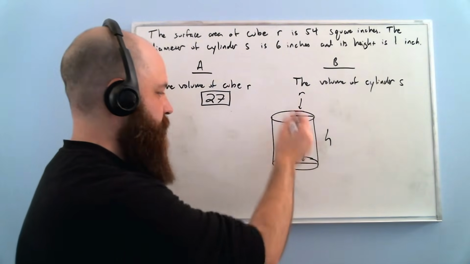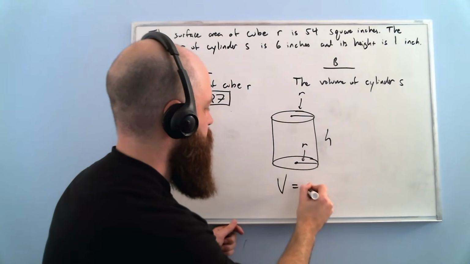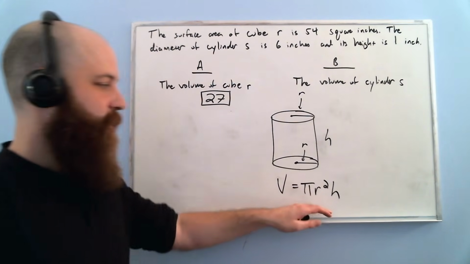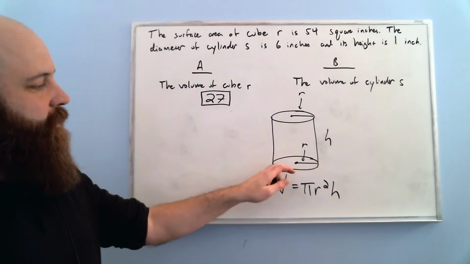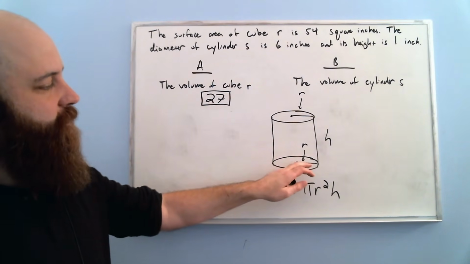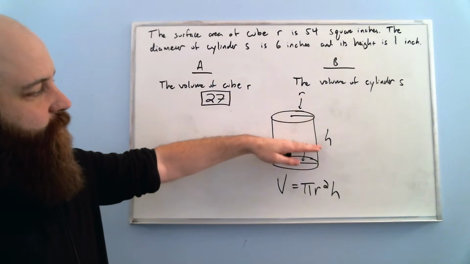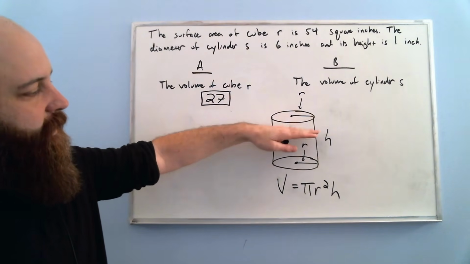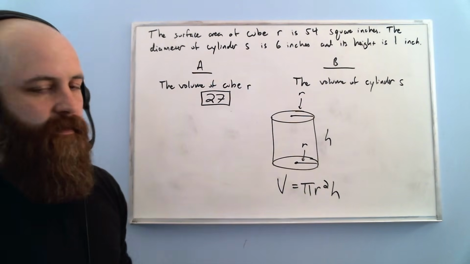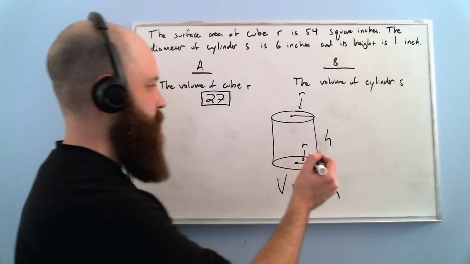Okay, so how do I get the volume? Well, the formula is pi r squared times h. Now, why does that make sense? Well, pi r squared is the area of this circle down here. And if I stack up a whole bunch of those circles along this height, that'll give me the cylinder. So pi r squared, the area of the base, times the height. That's the volume of the cylinder.